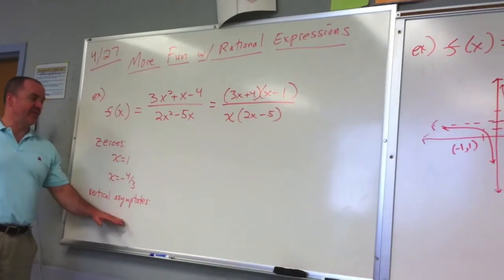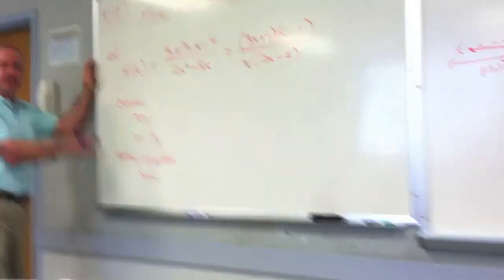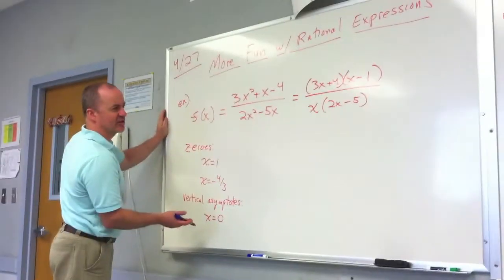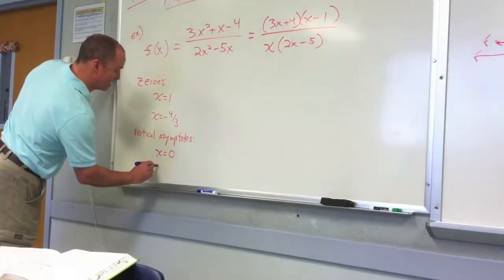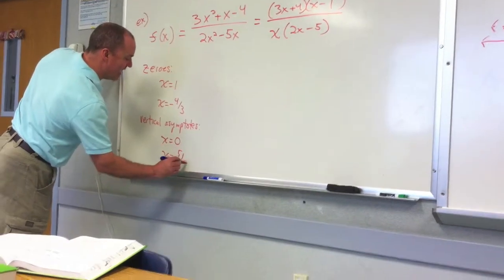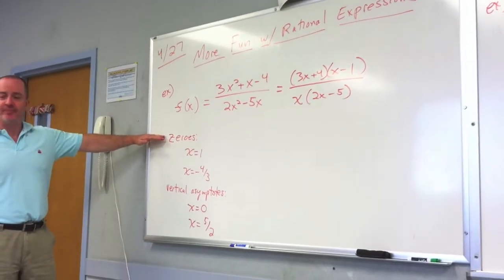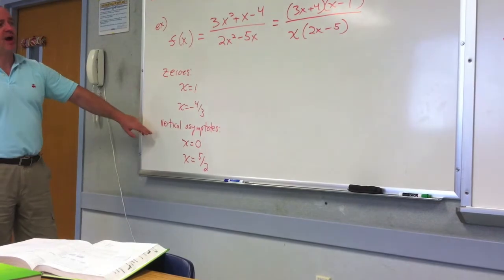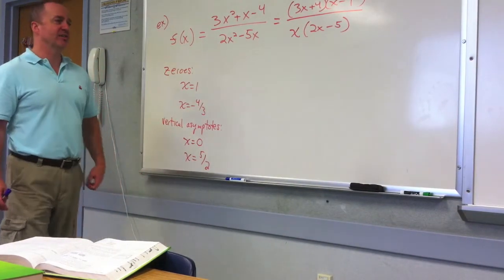The bottom will give you vertical asymptotes. The vertical asymptotes are at x equals 0 or x equals 5 halves. You don't have to have either, but most rational expressions have one or the other. These are the zeros of the denominator. These are the zeros of the numerator. These will be x-intercepts. These will be vertical asymptotes. Do either of these zeros occur both top and bottom? No. No removable discontinuities then.